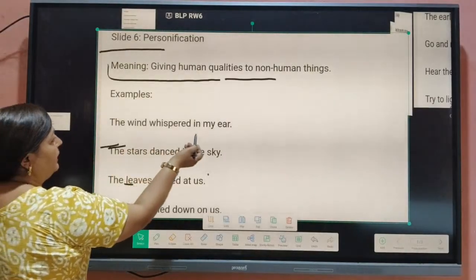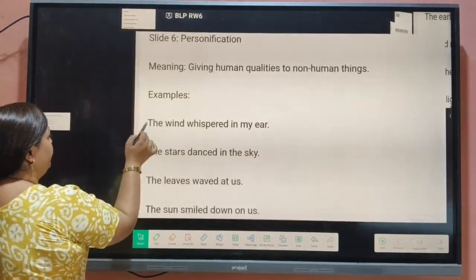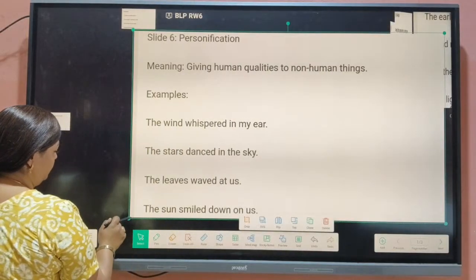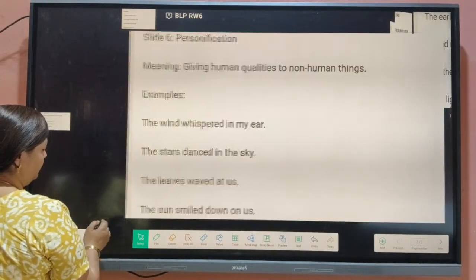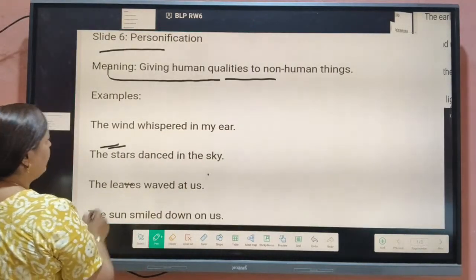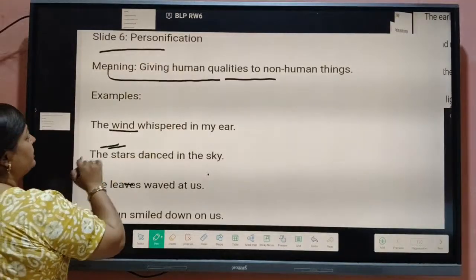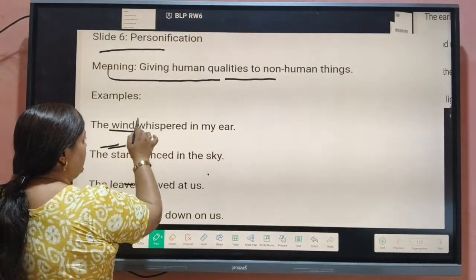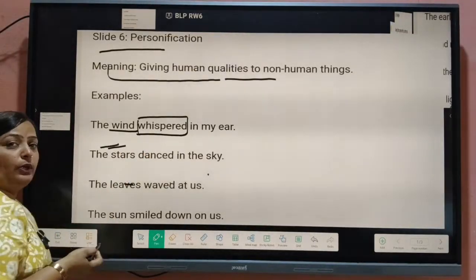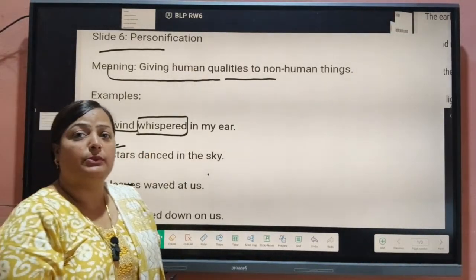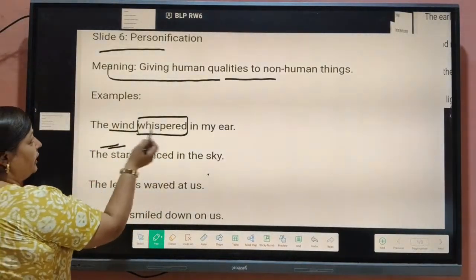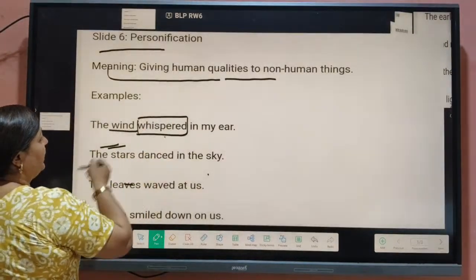The wind whispered in my ear. Here is a wind which is whispering. Do you know, who does whisper? Living things do whisper. The wind never whispers. So in this, we are personifying the wind.